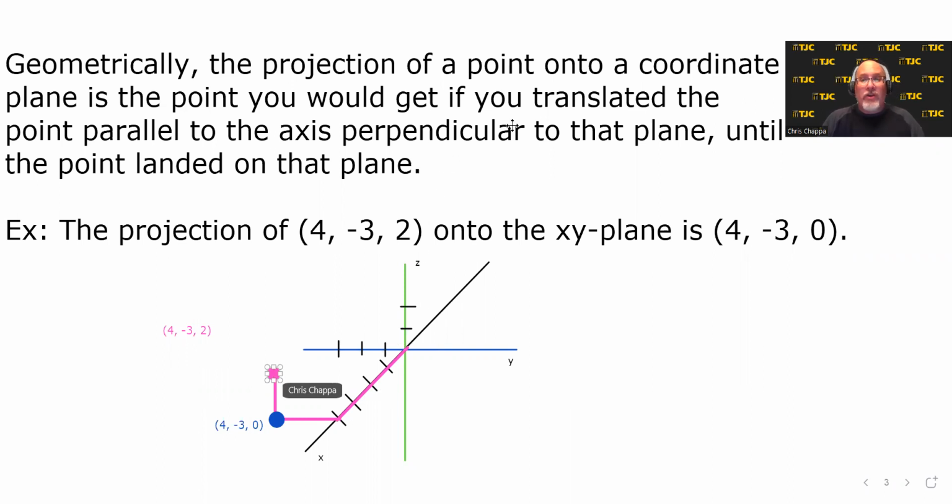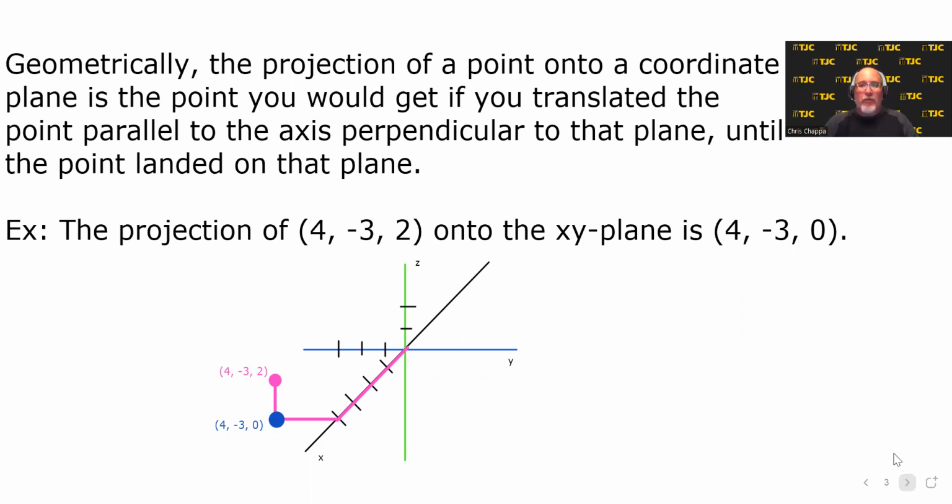We're going to move it down to the xy plane by zeroing out its z coordinate. In other words, we're going to translate this point parallel to the z-axis, because that z-axis is perpendicular to the xy plane, until that point lands on the xy plane. So it just drops down here. Basically, you just zero out a coordinate. I like to think of it as I'm taking a point that's floating in space and I'm squishing it to the floor if it's the xy plane, or I'm squishing it to one wall if it's the xz plane, or squishing it to another wall if it's the yz plane.